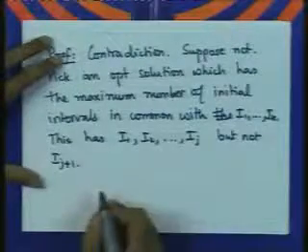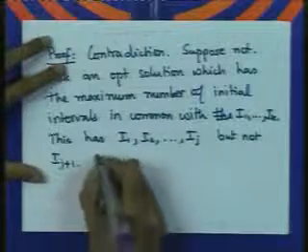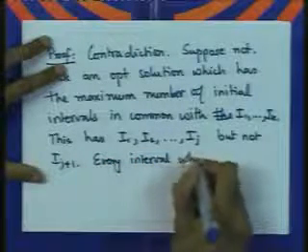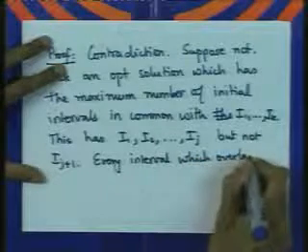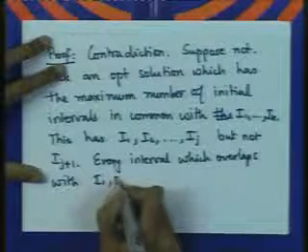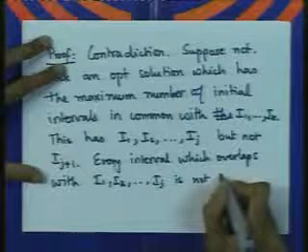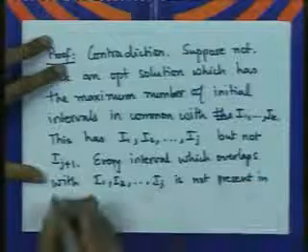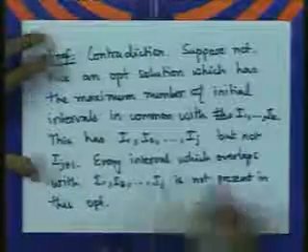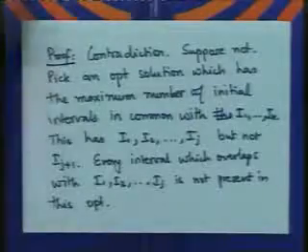Now since it has I1 through Ij, every interval which overlaps with I1, I2 to Ij is not present in this optimum. In fact, it's not present even in the algorithm's solution. So let's look at Ij plus 1.